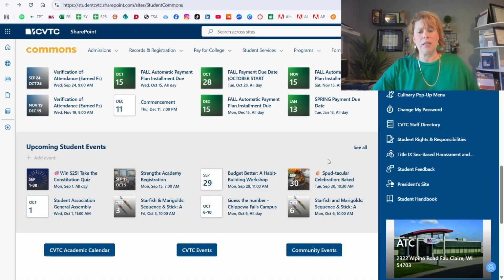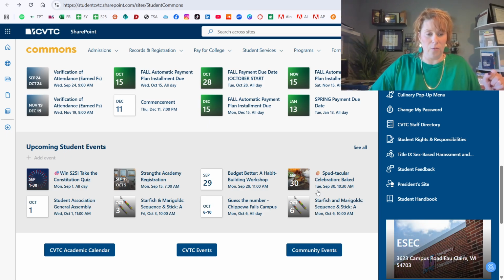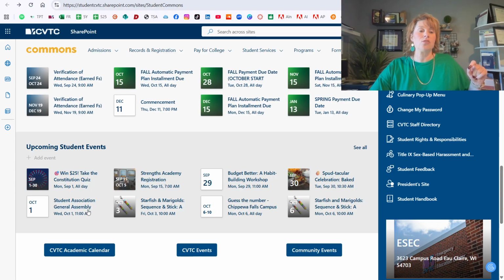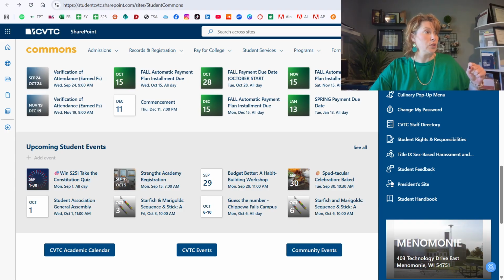If you happen to be on campus on Tuesday, we have that baked potato bar to celebrate National Potato Day or Baked Potato Day. I don't know. I don't remember. And then also that you should know that your student government is meeting, the General Assembly meets on October 1st. So I think that's important for you to know.